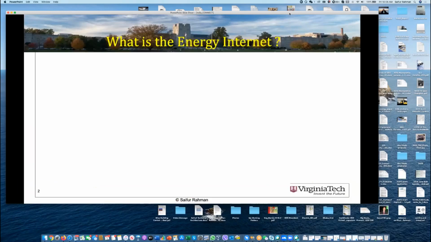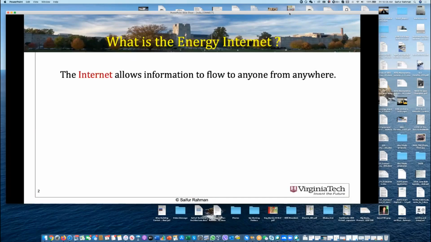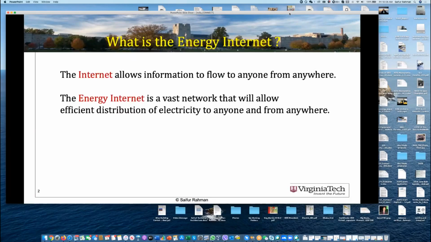So going forward, the question is, what is the energy internet? We know what the internet is very well. The internet allows information to flow from anyone to anywhere, or from anywhere to anyone. We know that. We're doing it right now. The energy internet is a vast network. It's being built, not done yet. It's a vast network that will allow efficient distribution of electricity to anyone from anywhere. So I'm sitting in Virginia, US now. You're in Bangalore. Can I sell you some solar power now because it's sunny outside my house here, or vice versa? That's the concept of energy internet.